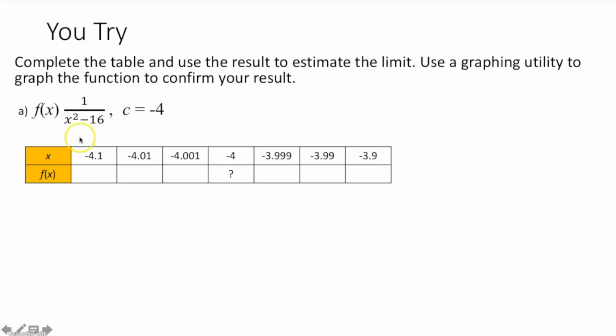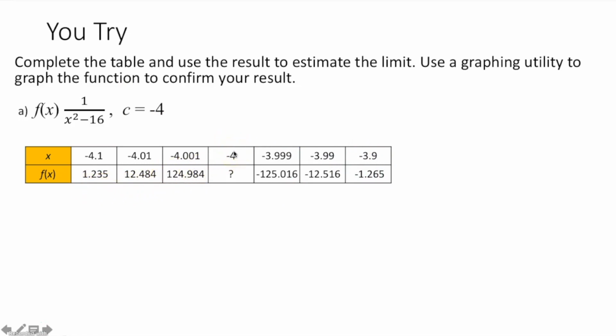Okay, so we're doing the same thing here. I have 3 x values to the left of our c value negative 4 and 3 x values to the right of our c value negative 4. We want to plug each of these in for x to our function and get the y values that go with them. Now, once we do and we plug in all those and get the y values associated with our x values, we look at what the y values are trending towards as we approach our limit, x is equal to negative 4.